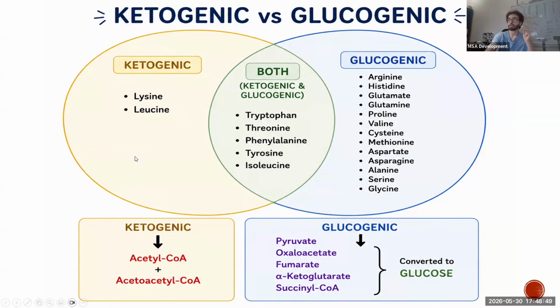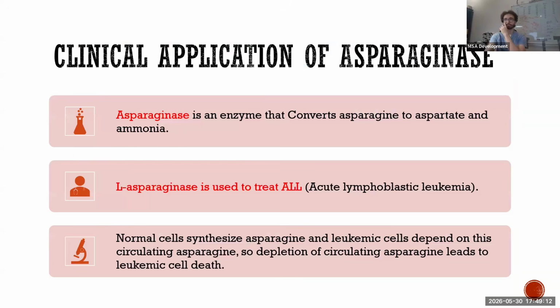طبعا, something else I want you to know that can be asked about. Something that is ketogenic, what does it give? I just said it. Ketone bodies, keto acids, which are what? Be specific, acetyl-CoA and acetoacetyl-CoA. But what about something that's glucogenic? It gives glucose, but how? By giving pyruvate, oxaloacetate, fumarate, وهالأشياء that are in the glucose pathways. خلاص? I hope this concept is clear.